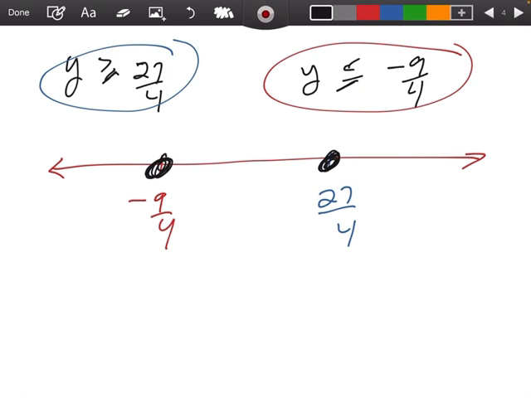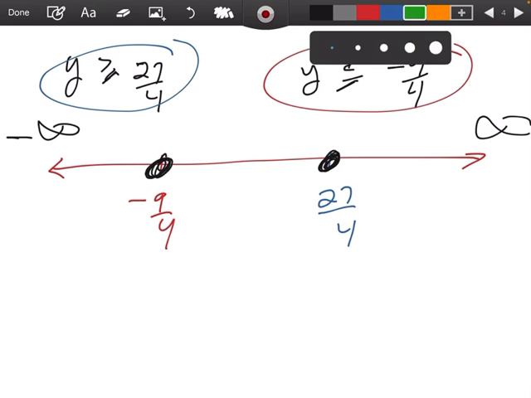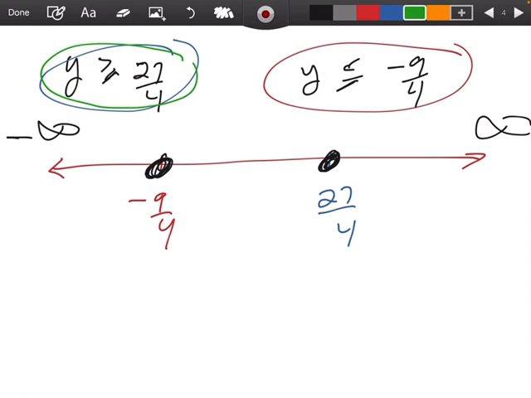Now guys, I want to remind you, if I'm moving to the right, I'm going towards infinity, and if I move all the way to the left, I'm going towards negative infinity, right? And then all I need to do is shade in the direction of my arrow. So for this one, it's pointing to the right, so I'm going to shade this way. And for this one, it's pointing to the left, so I'm going to shade that way.